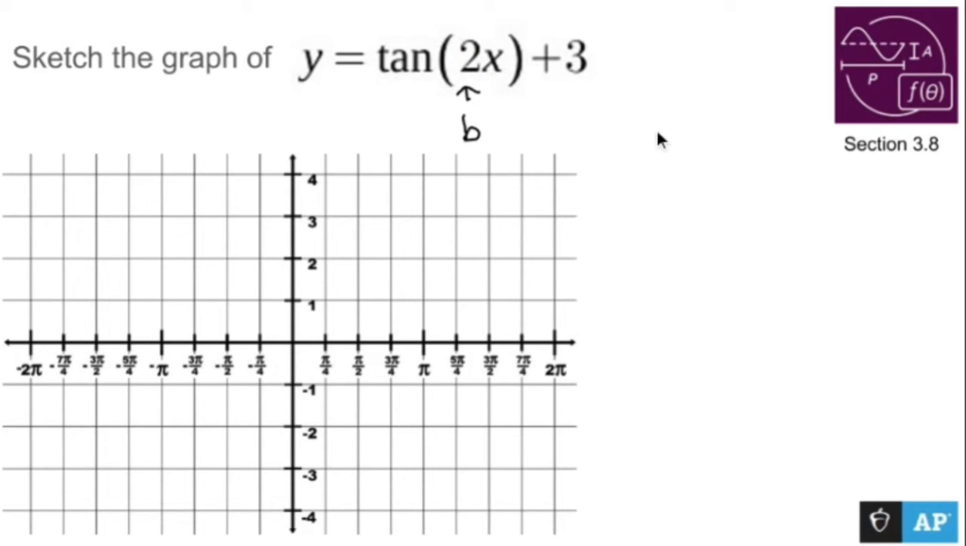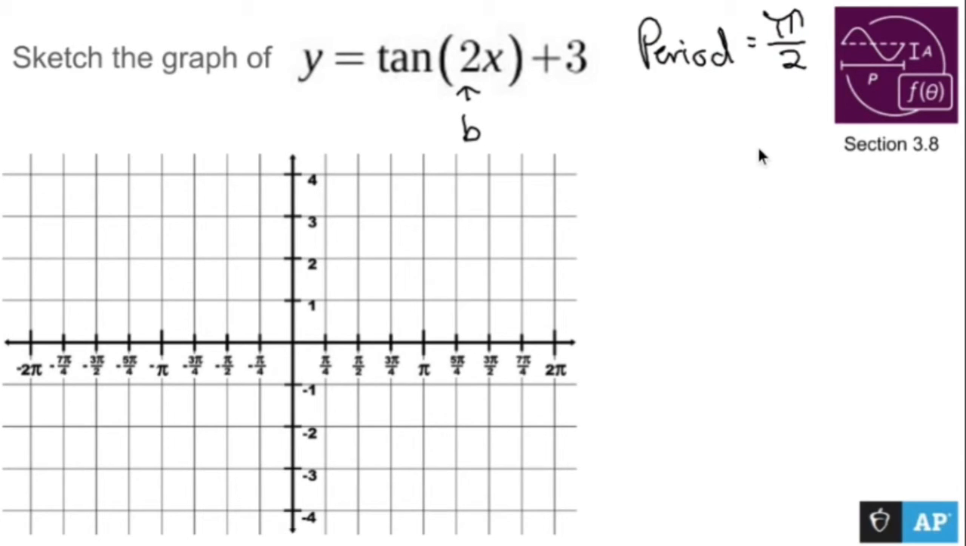Now, the way you calculate the period of a tangent function is a whole lot different than the way you calculate the period of sine and cosine. With sine and cosine, you would do 2 pi over your frequency. With tangent, the period is found by doing regular pi over our frequency. So the period is pi over 2.